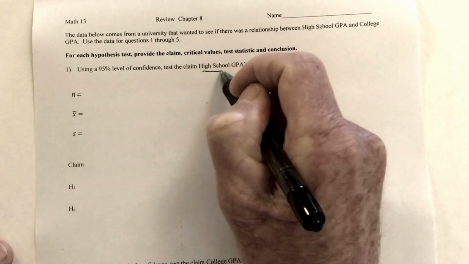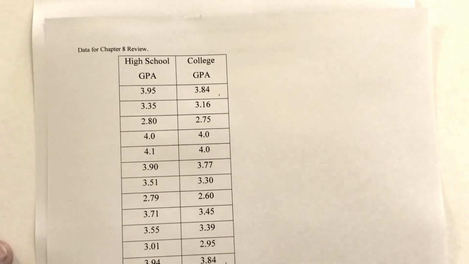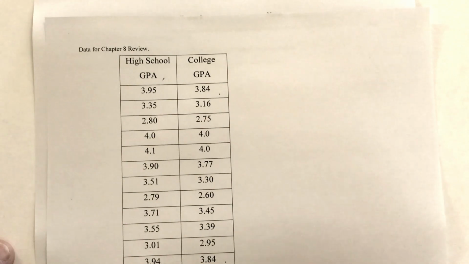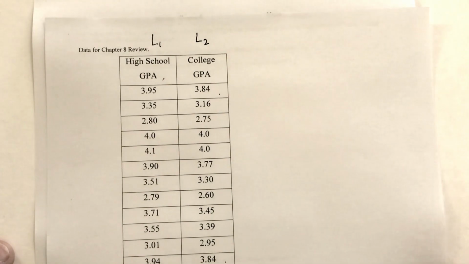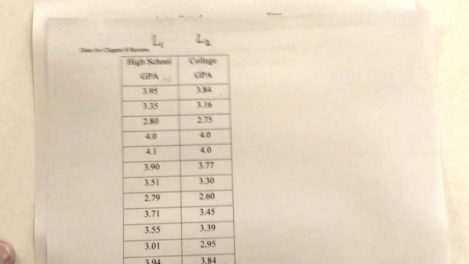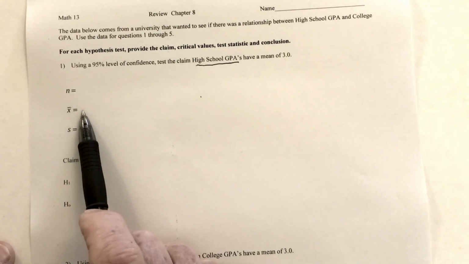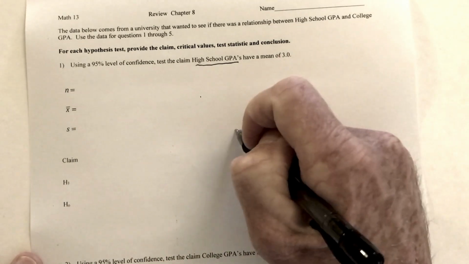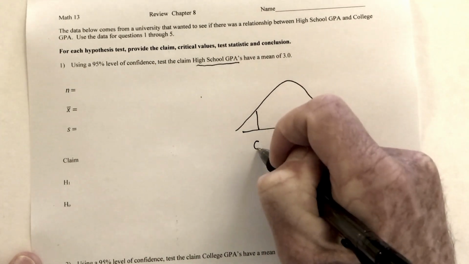So this is about their high school GPA. So if you look at the last page of this review, here's their high school GPAs. So I would type all of these and make sure you put the whole list in list 1, and then their college GPAs in list 2. So once you have these in list 1, then you can start answering this question: how many people, what's their average high school GPA, and what's the standard deviation? And then you draw the normal distribution and find the critical values.